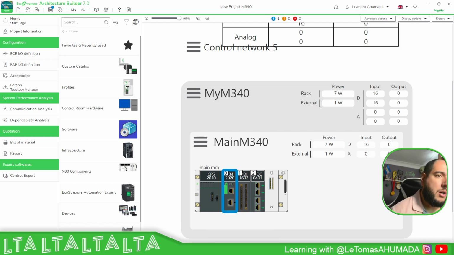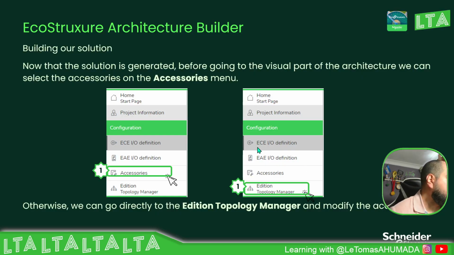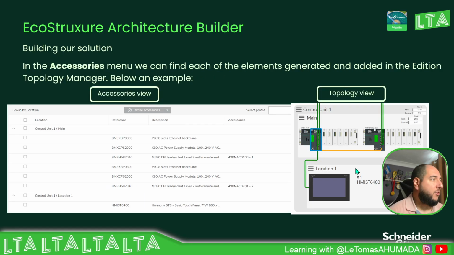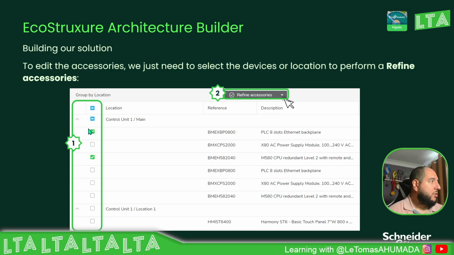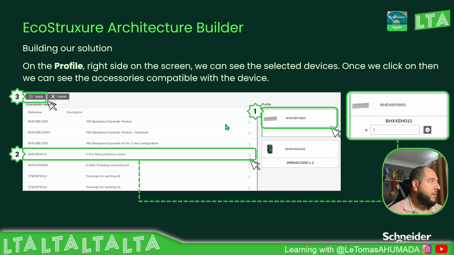So let's go back to the presentation. I don't want to spoil anything at all, which I believe I did. So after the creation, just go to accessories or topology manager to do all the different accessories. The accessories view and the topology view, where you can add different things. So just need to select the things that you want to modify, refine, and add things.